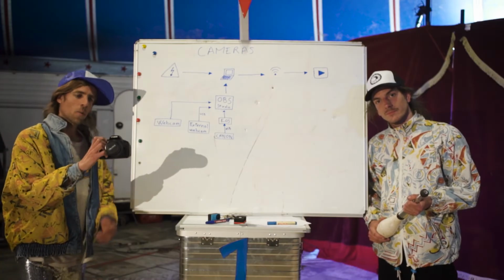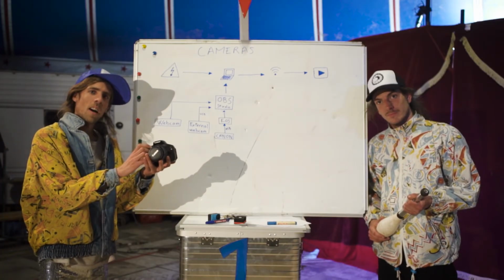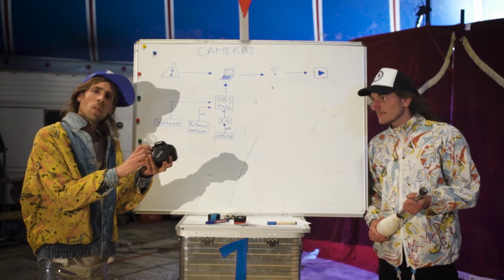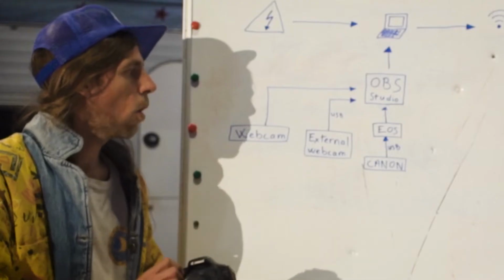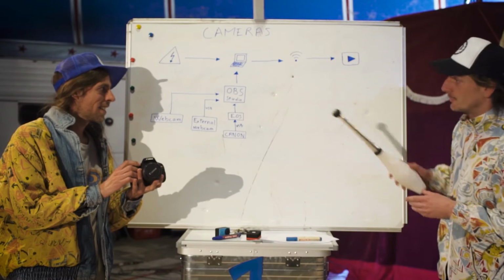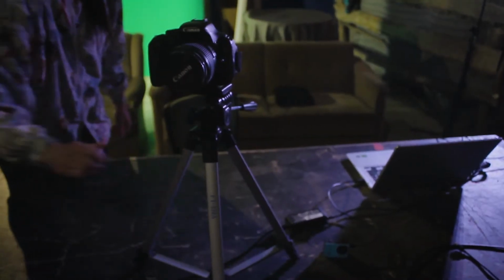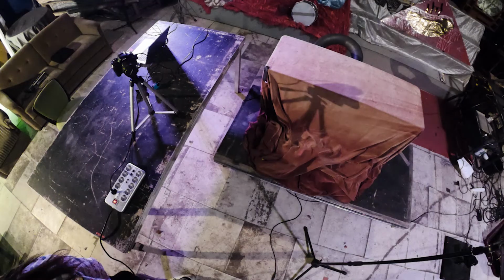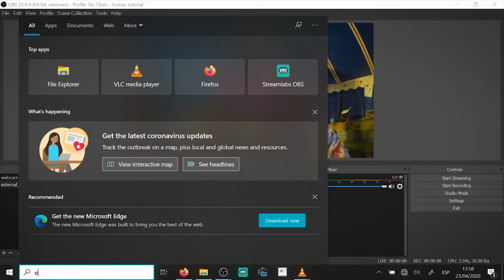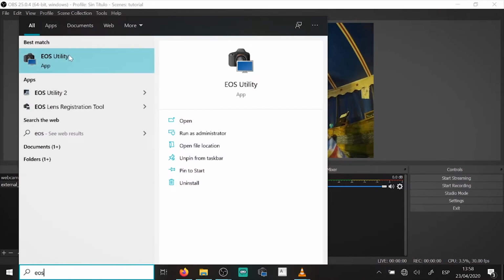For example, we got a Canon camera. And to connect this camera, you will need a software called EOS. It's very easy to use. Connect your Canon through USB to your computer and then you get the video flow with the software of EOS Utility. Let's start the software once you have connected your camera, of course.